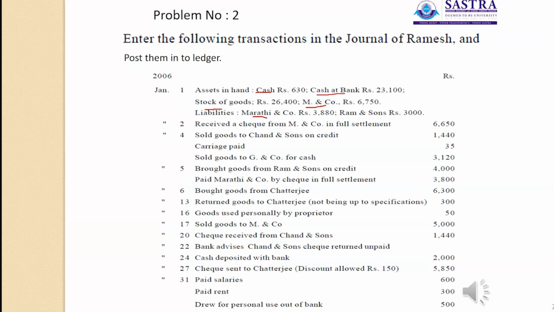Here, what are the liabilities? Marathi and Company, he is a creditor. Then Raman and Sons, he is also a creditor. So creditors' accounts will be credited. So, to Marathi and Company, to Raman and Sons account.